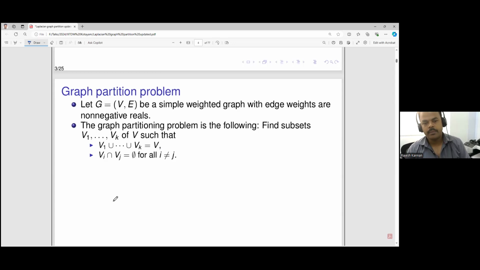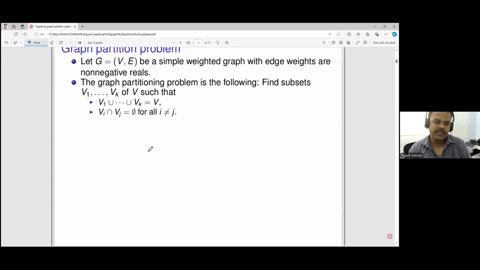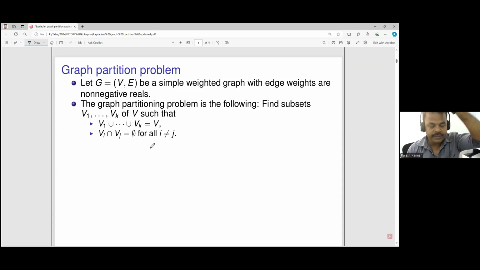So the problem is easy to state, and we have one more constraint. We don't want to partition the graph in an arbitrary way. There is a restriction that all the Vi should have almost equal cardinality.